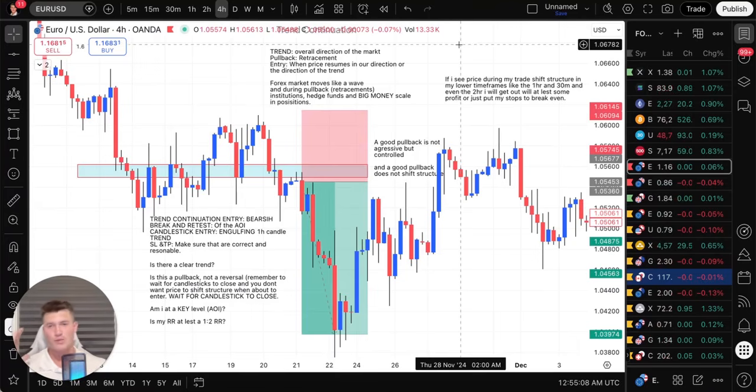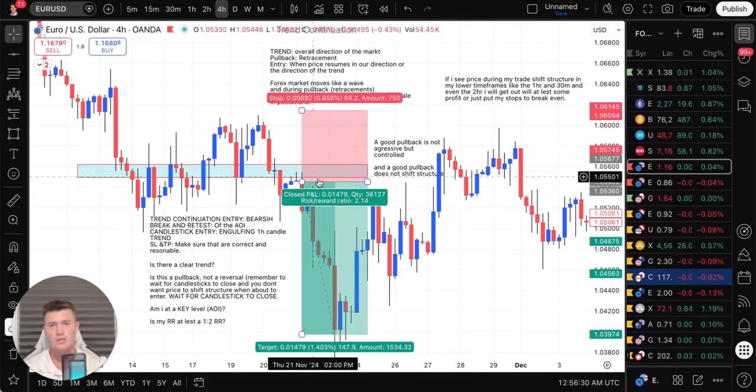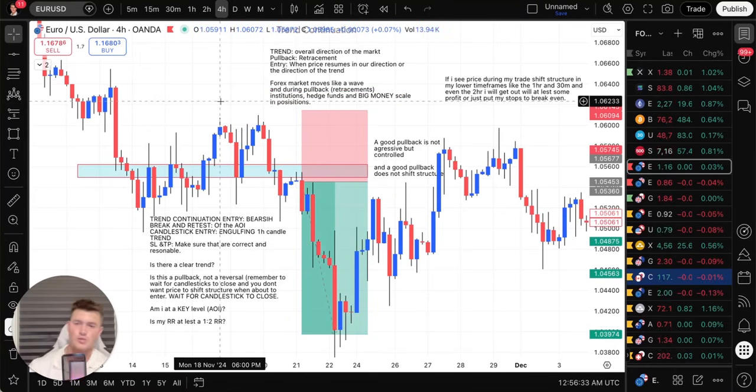All right, so here's everything that we went through throughout this lesson. We've got our trend, pullback, which is our retracement, our entry when price resumes in the direction of the trend, which we are trading with, so no problem with that. And during these pullbacks, these retracements, institutions, hedge funds, and big money are scaling in positions, and you guys can do that as well. It's just a little more risky. Make sure that you have a good pullback and that it's not aggressive, but that it is controlled. And a good pullback does not shift structure.